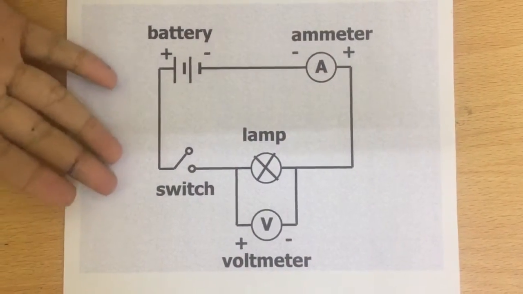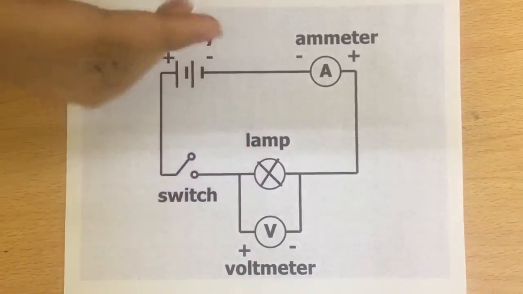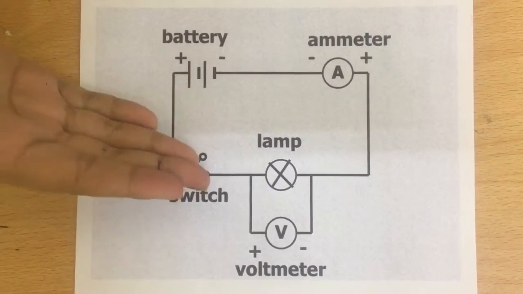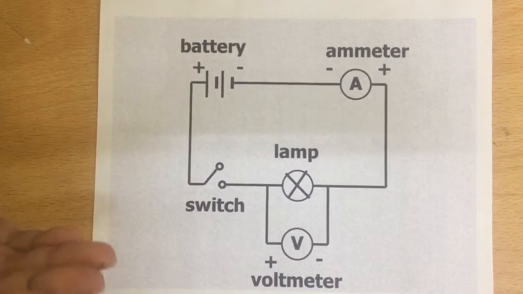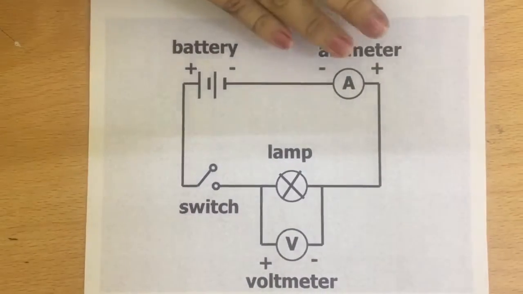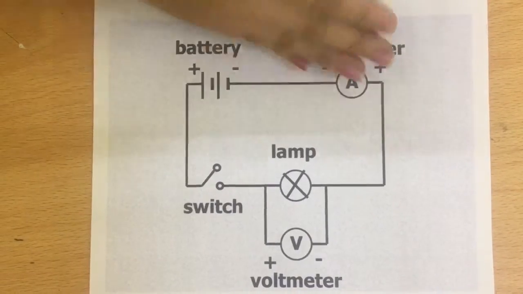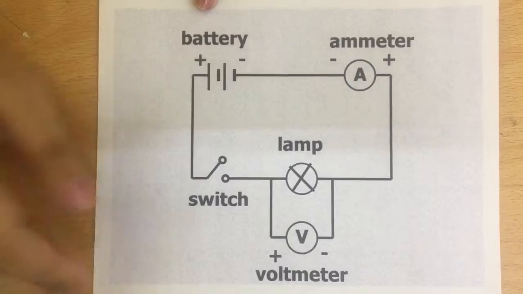Now, look at the circuit diagram above. The lamp is in the middle of the diagram. At the bottom, a voltmeter is connected across it. The switch is on the left, towards the bottom, and the ammeter is on the right, towards the top. The battery is on the top and on the left.